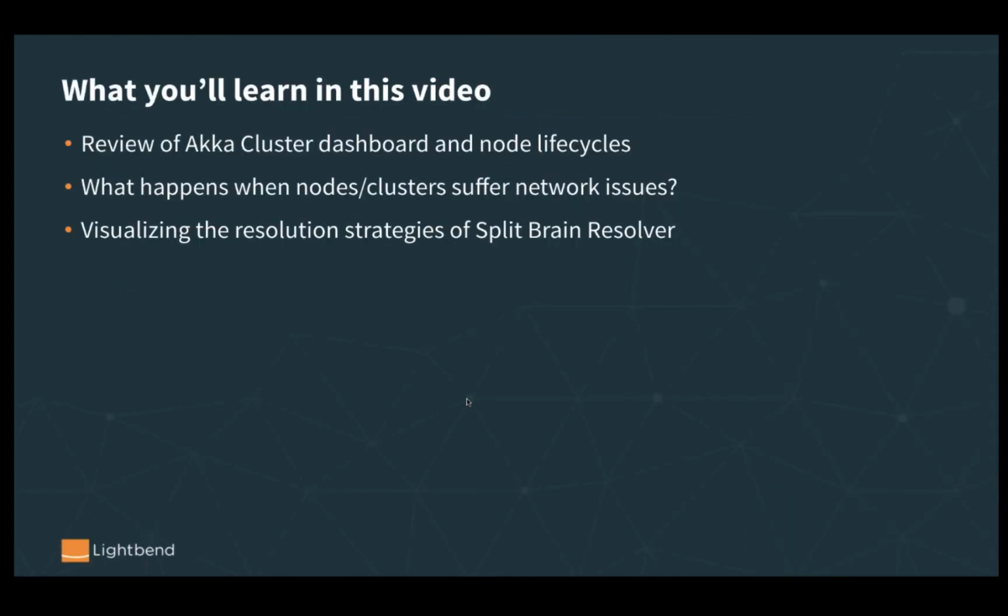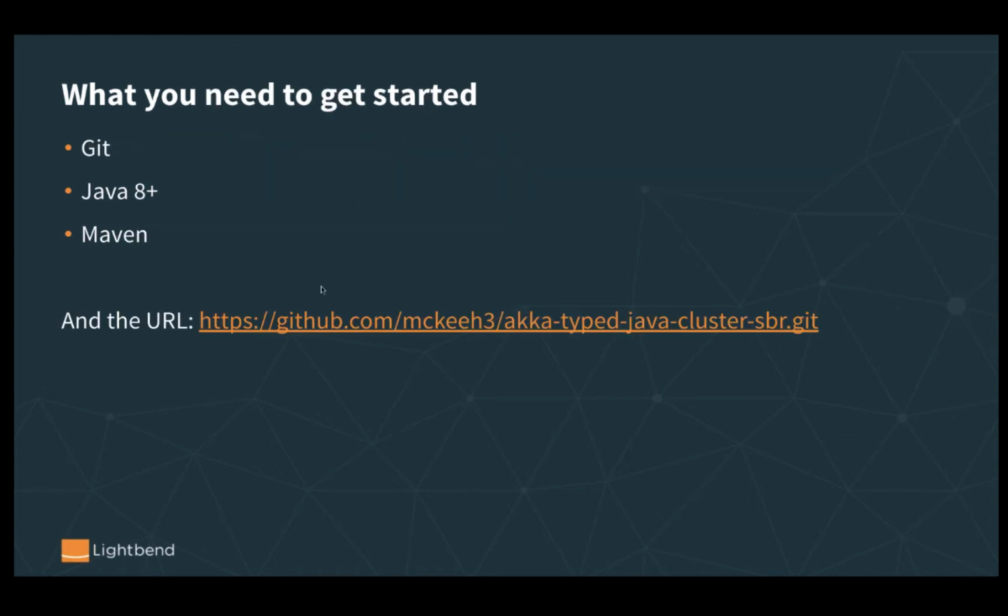So as you were mentioning, we're going to be reviewing how the Split Brain Resolver works by showing things happening without it and then with it. If you're following along, what you need is pretty straightforward. You just need Git, Java, and Maven, and then you can clone this repo from GitHub. It's at McKeeH3, which is my GitHub user, and akka-type-java-cluster-spr.git. So that's what I'm going to do.